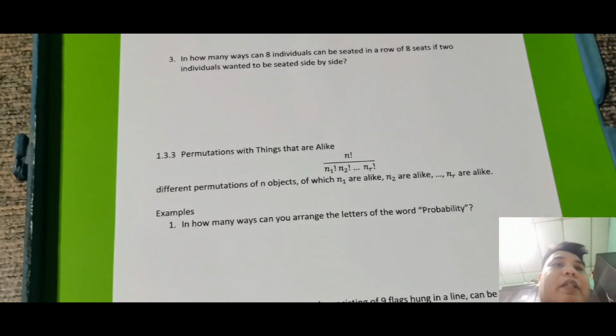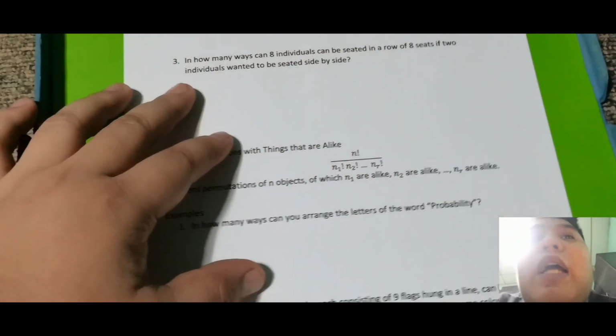In how many ways can 8 individuals be seated in a row of 8 seats if 2 individuals wanted to be seated side by side? Okay. So imagine the setup. Sir, there are 8 seats and 8 individuals. Now, 2 individuals don't want to be separated. Meaning they are a couple. Get your idea? So those 2 are a couple.